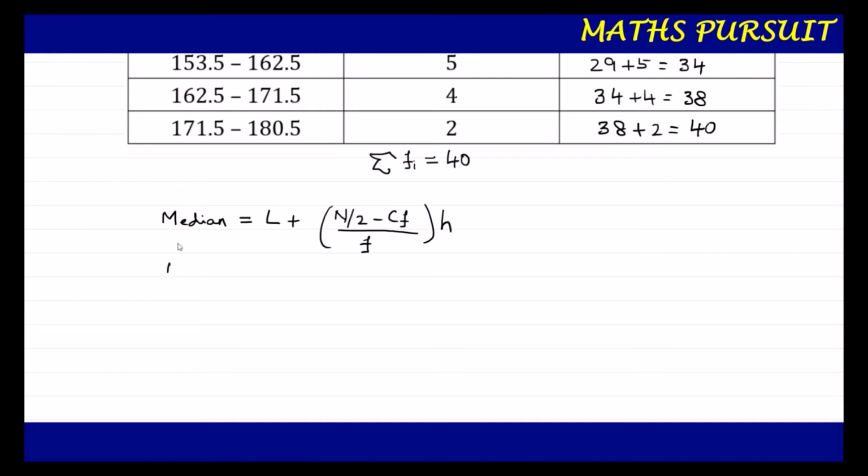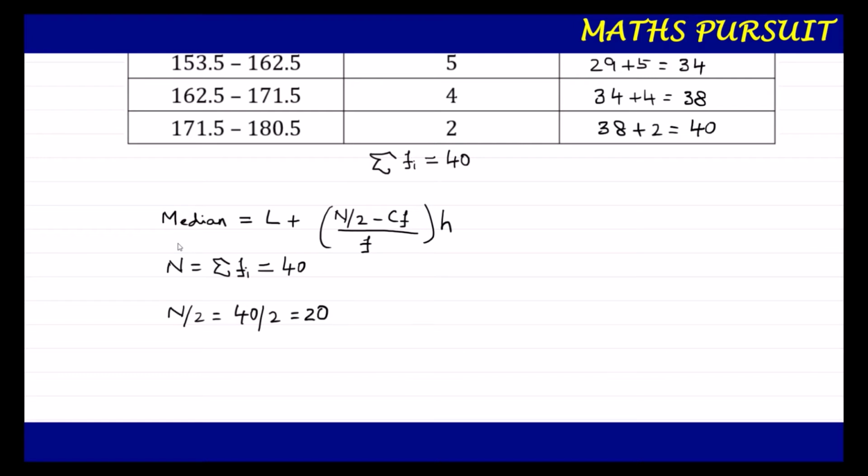N is nothing but the sum total of the frequency. N represents the sum total of the frequency, and here the sum total of the frequency is equal to 40. Now I can easily find out my n by 2, that is 40 upon 2, that is equal to 20.